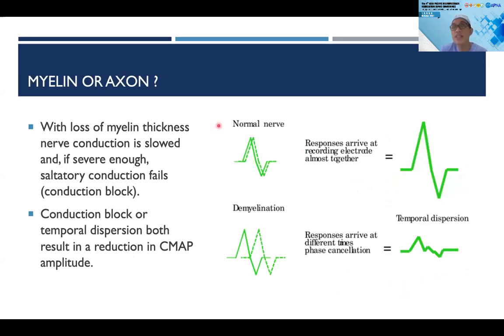With the electrodiagnostic study, we can obtain information about the pathology: whether it affects the myelin or the axon. Axonal pathology is more severe than myelin pathology. Loss of myelin thickness will cause the nerve conduction to slow, and in severe enough cases, conduction will fail, meaning conduction block. So conduction block refers to myelin pathology. In myelin pathology, the nerve conduction velocity will become slower and slower.